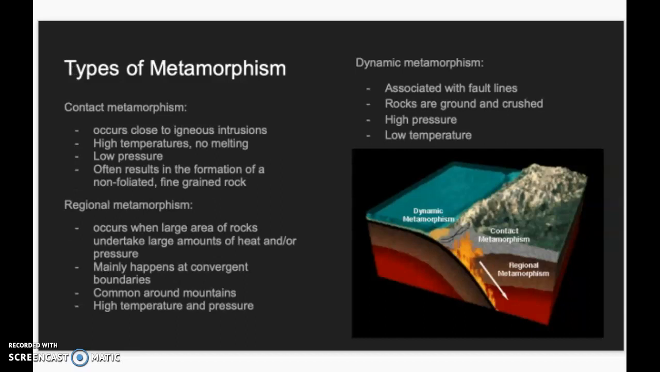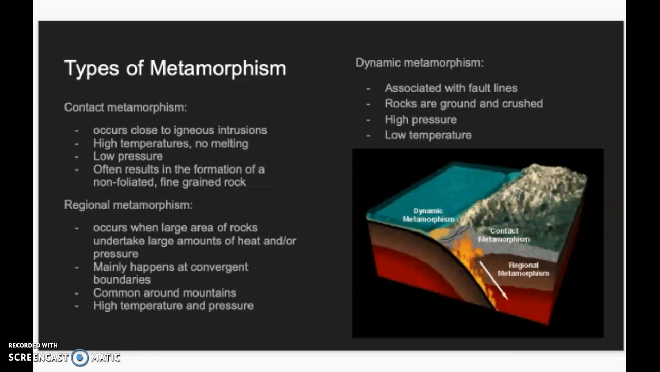There are several types of metamorphism that can occur. The first one is contact metamorphism, which occurs close to igneous intrusions and involves high temperatures and low pressure. However, the rock will never melt and often results in the formation of a non-foliated, fine-grained rock.